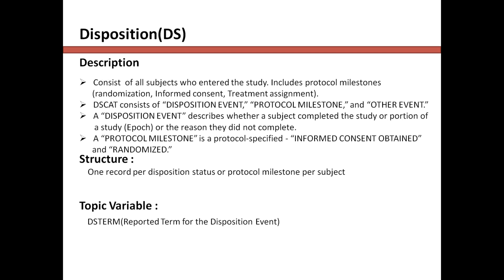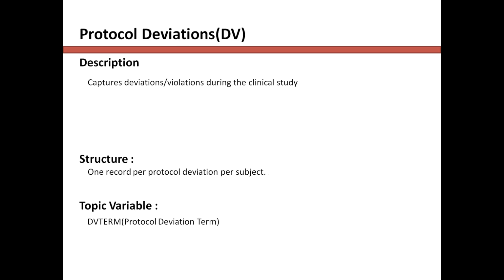The next important domain is disposition, in the events domain, which is part of the general observation class, and it consists of all subjects who enter the study. It includes protocol milestones like randomization, informed consent received, and treatment assignment. It contains different variables such as disposition category, disposition term, and DS decode. DS term is nothing but the verbatim term. The structure is one record for disposition status or protocol milestone per subject, and the topic variable is disposition term, the reported term for the disposition event.